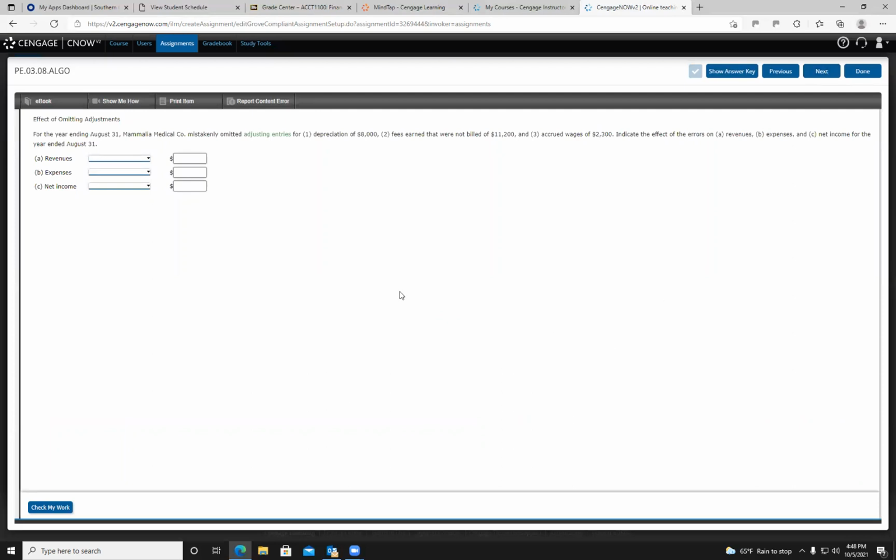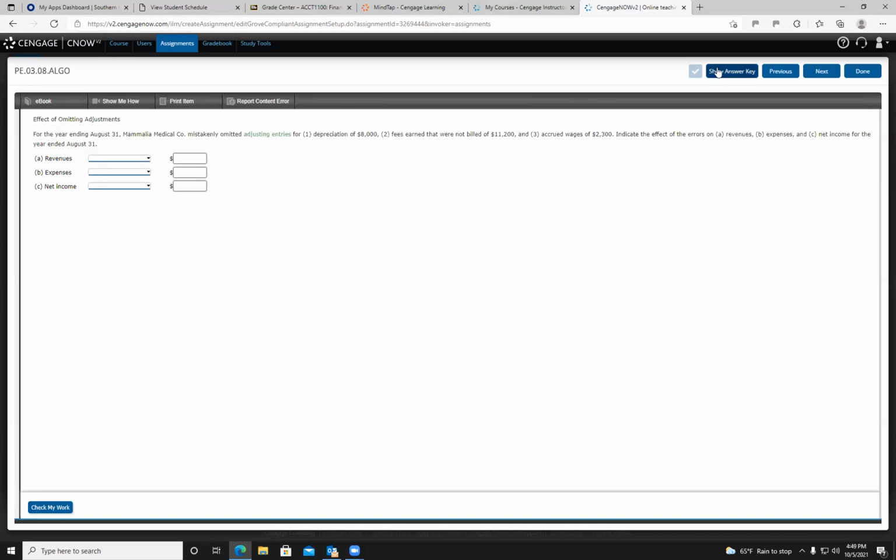All right, so let's talk about the effect of omitting adjustments. For the year ending August 31st, Mammalia Medical Company mistakenly omitted adjusting entries for depreciation, fees earned but not billed, and accrued wages. Indicate the effect of the errors on revenues, expenses, and net income for the year.